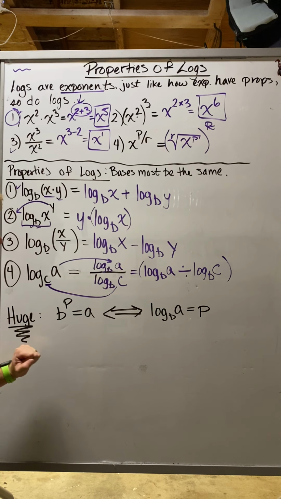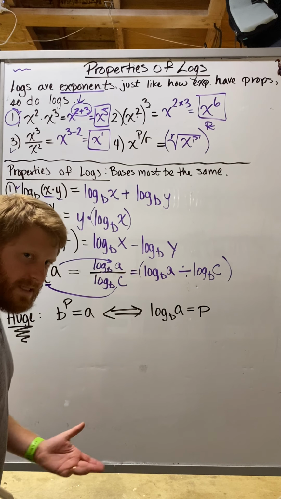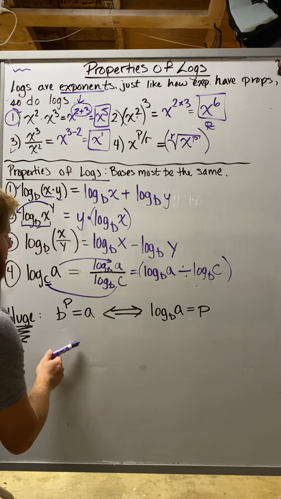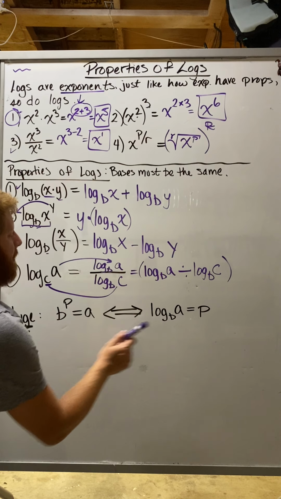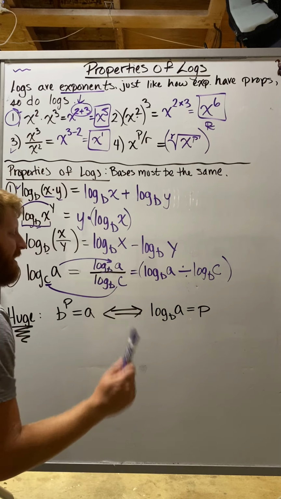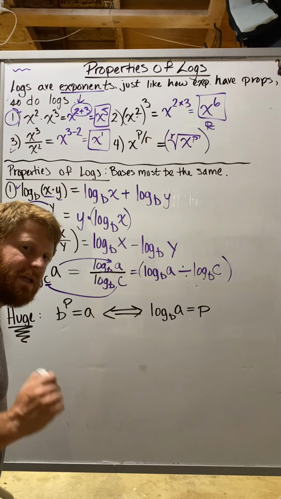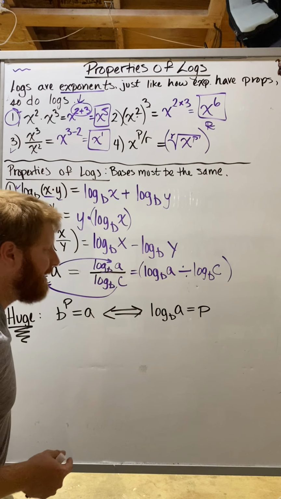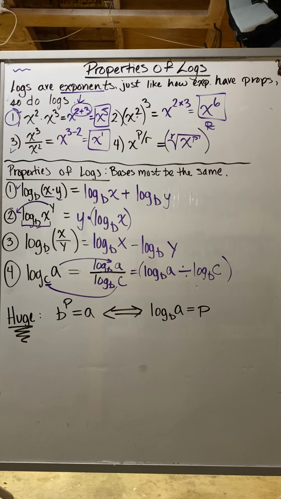This is also huge. It's not necessarily a property. It's the definition of what a log is. It's a rewritten exponent. You have got to be able to identify exponent form and log form, and you have to be able to go back and forth between the two. If you can't do that, your exponential equations are going to be extremely difficult for you to try and solve. So these are your properties that you guys need to know. Hopefully you guys don't forget those.